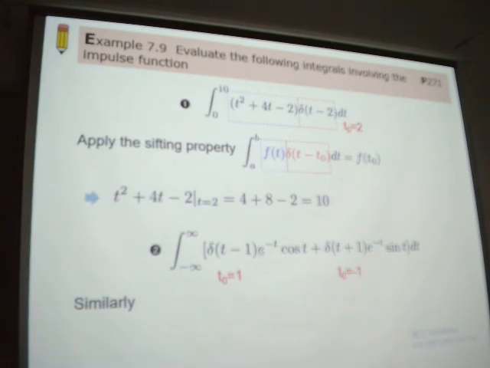We can see there are two impulse functions here. For the first one, t0 is 1. For the second one, t0 is minus 1. What does this mean? It has the same value but a different time.